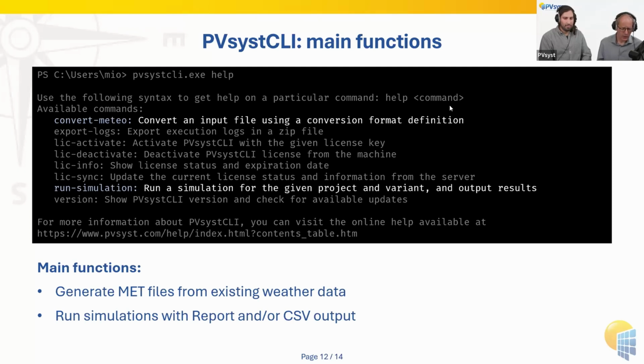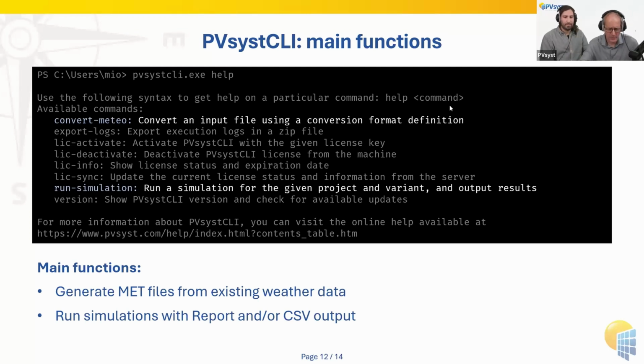As Michele has already said, PVsystCLI is installed together with PVsyst 8 when you install it on your PC, alongside the graphical user interface, and you can try it out. There's a trial period where you can just use it, but the number of calls that you can make to the command line is limited to 250. Once you have used up this quota of 250 calls, you will need a license for PVsystCLI, which is a separate license, to continue using the features of the command line interface.